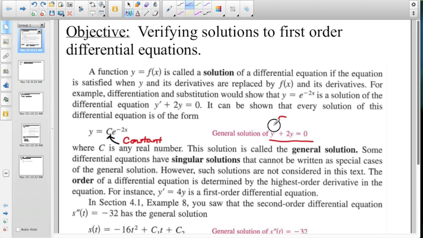And that's a differential equation because there is a differential expression as part of that equation. So that's how we give it the name differential equation.